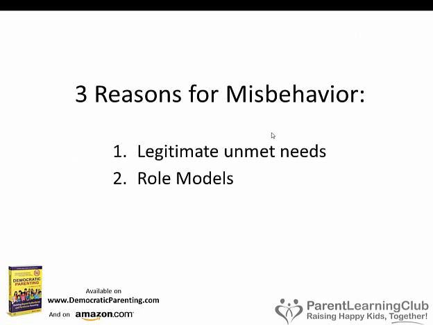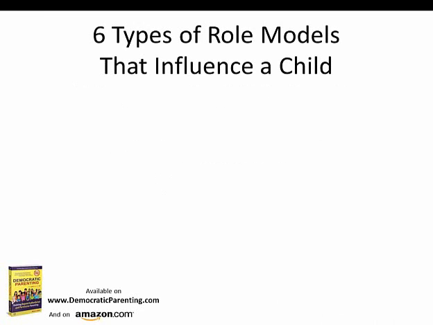Okay, now children are natural-born mimics. That's how they learn how to walk and talk and relate to the world and respond to challenges in life, through modeling the adults and the other role models in their lives and their environment, and watching how they respond and how they act and how they talk. So there's a few different types of role models that children have. The primary one are the parents, of course. And then we have siblings and other family members.